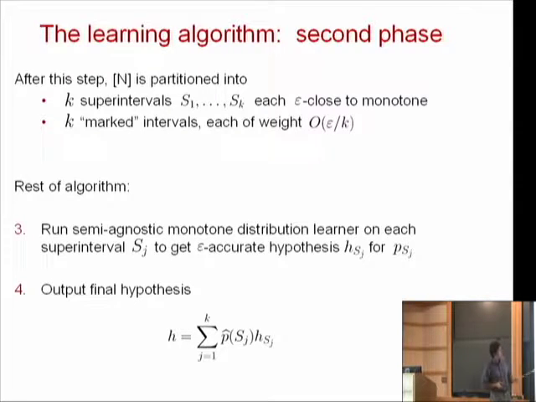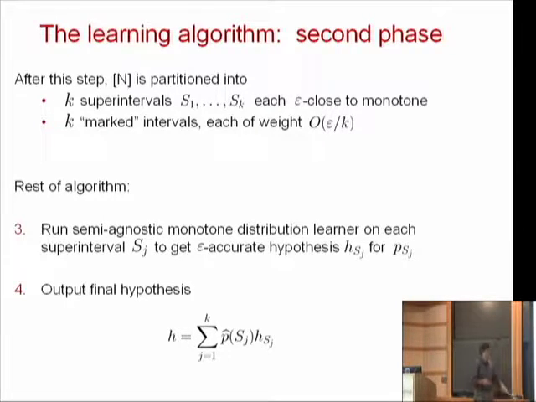And what have we got after this first phase? We have that the original domain is broken into two different flavored chunks. The first type of object is these super intervals, S1 through Sk. And each of these super intervals is close to monotone, so we could run our semi-agnostic monotone learner on that. And then we have these marked intervals. We know that we have at most k of them, and we know that each one doesn't weigh too much. So we're just going to ignore them. We're not even going to try to learn on them, and we can get away with it. It costs us an epsilon factor.